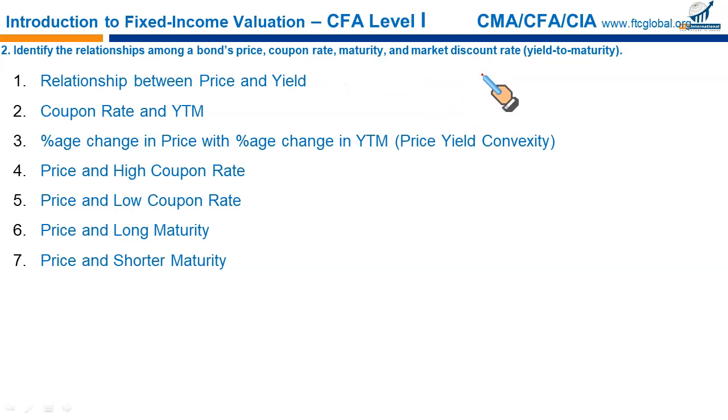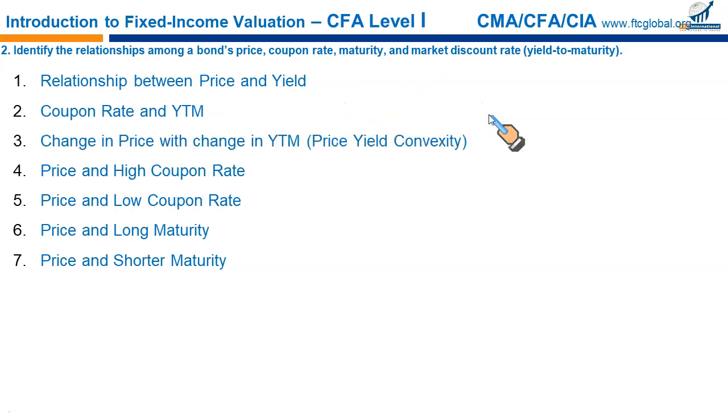Now next, coupon rate and YTM. Now this again is related to our previous LOS. We just saw in the previous LOS that when the coupon rate is greater than YTM, that is the relevant discount rate for bond valuation, the bond will sell at a premium to par. And conversely, when the coupon rate is less than yield to maturity, the bond will sell at a discount.